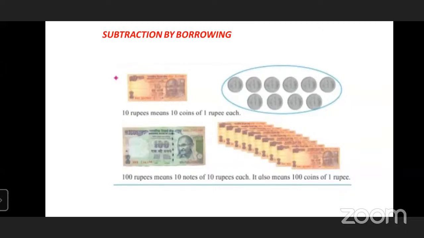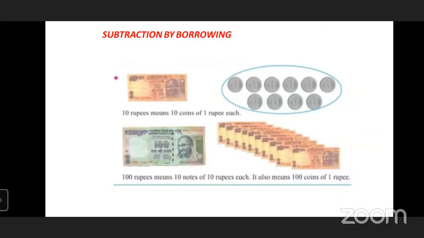Okay, so if we have one note of 100 rupees and we have to make change of it in the form of 10 rupees, what will we do? We have to take 10 notes of 10 rupees. That is, 100 rupees means 10 notes of 10 rupees each. It also means 10 coins of 1.